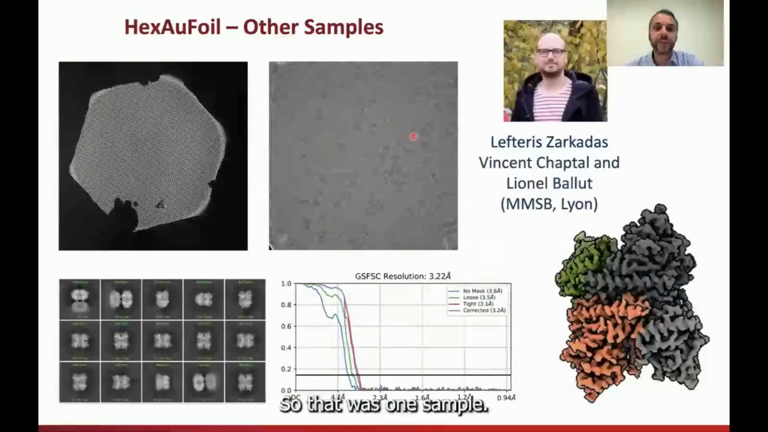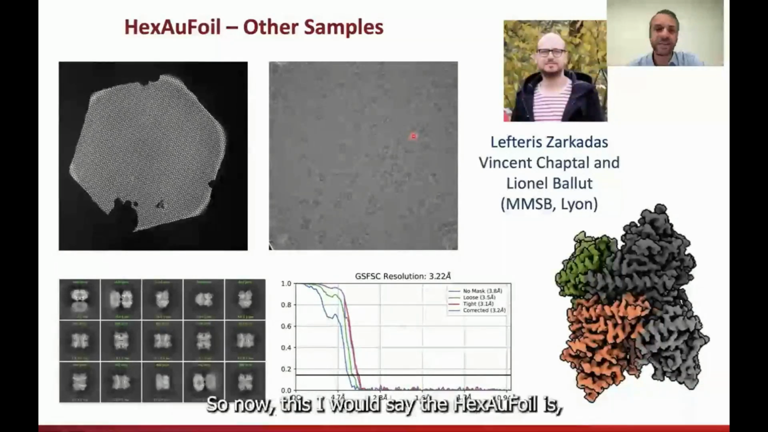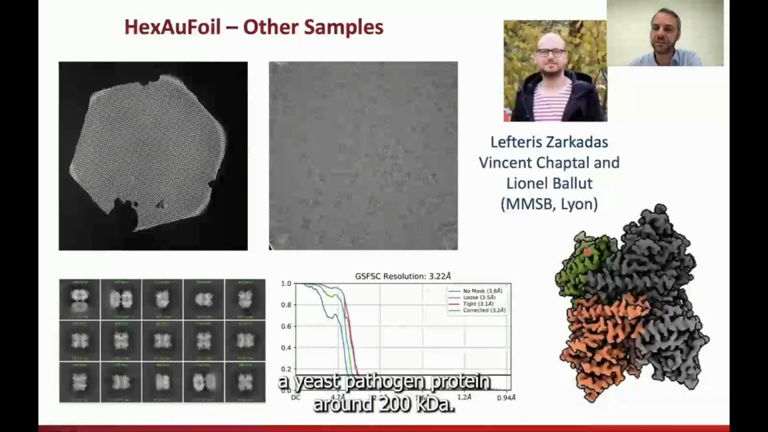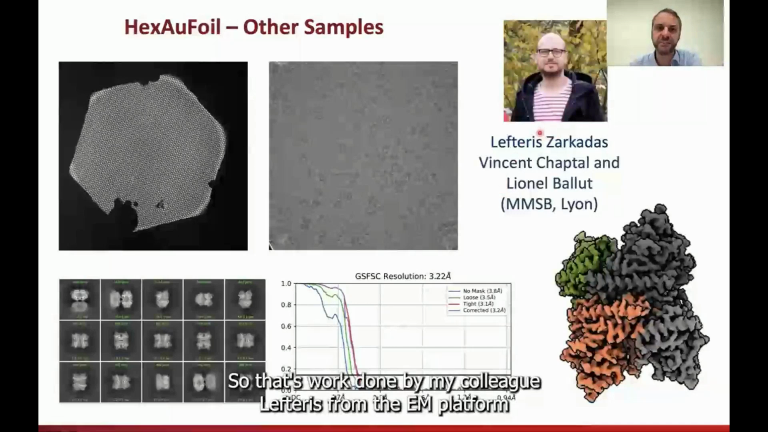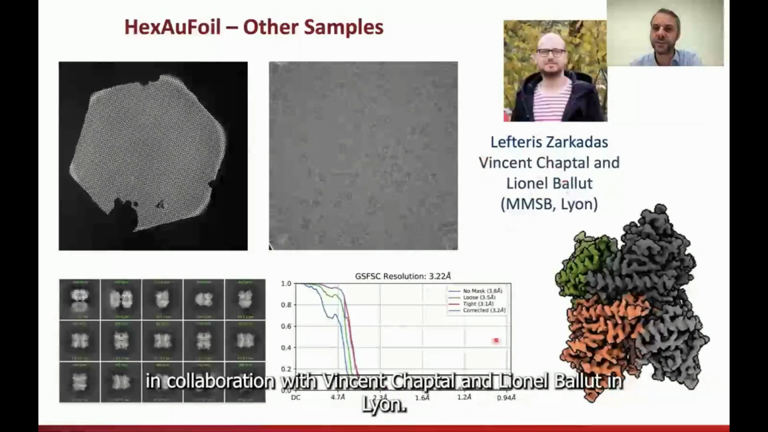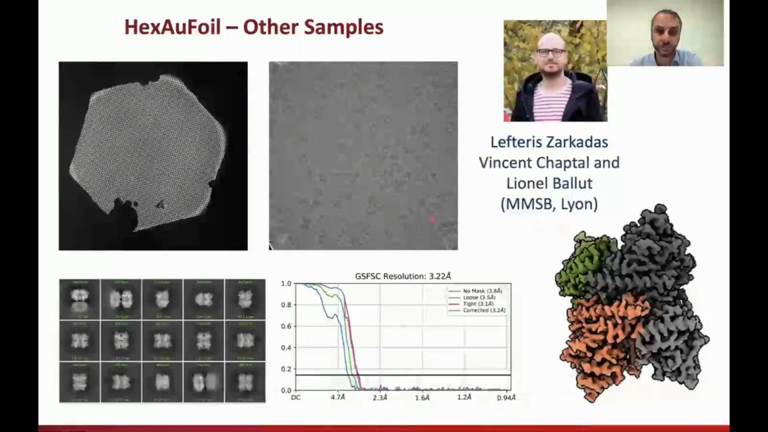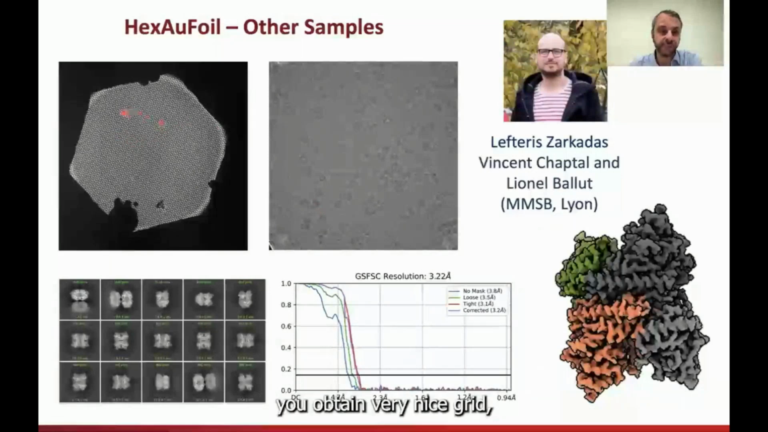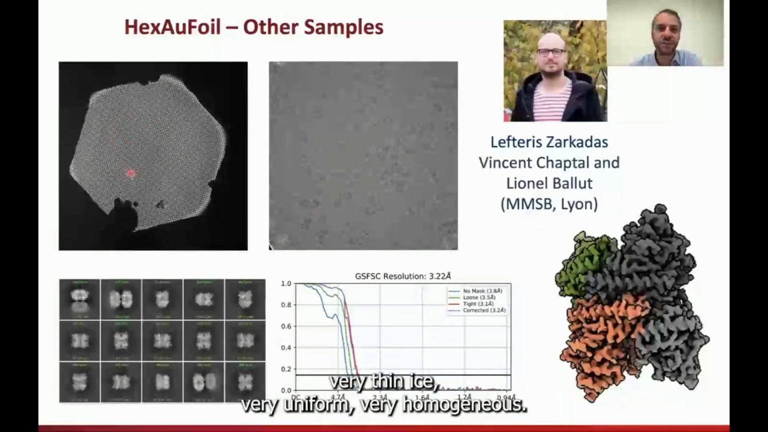So that was one sample. We are also spreading this grid. Now the Hexafoil are more and more used within the institute, so I will just give a couple of examples. That's a nice sample. It's a yeast pathogen protein around 200 kilodalton. That's work done by my colleague Lefteris from the EM platform in collaboration with Vincent Chaptal and Lionel Balu in Lyon. And again, you obtain very nice grids, very thin ice, very uniform, very homogeneous.